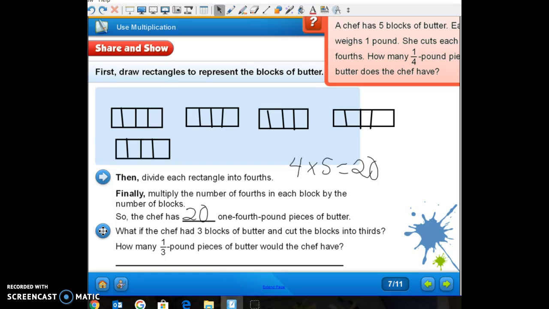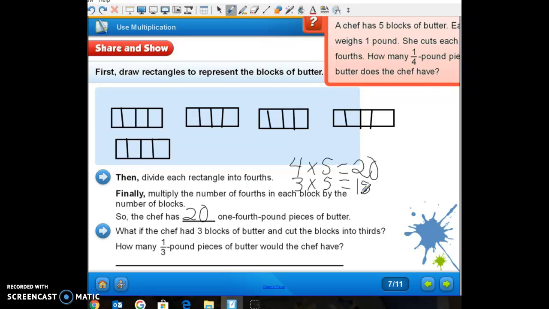Number 2. What if the chef had 3 blocks of butter and cut the blocks into thirds? How many 1/3 pound pieces of butter would the chef have? So now we're cutting our blocks into thirds, and we still have 5. So how many pieces would he have? 15. So he would have 15 1/3 pound pieces.